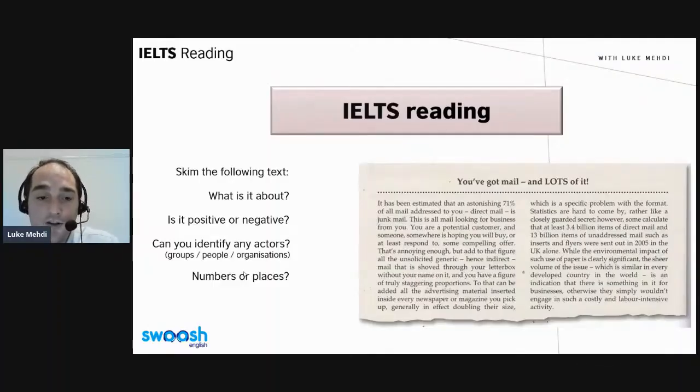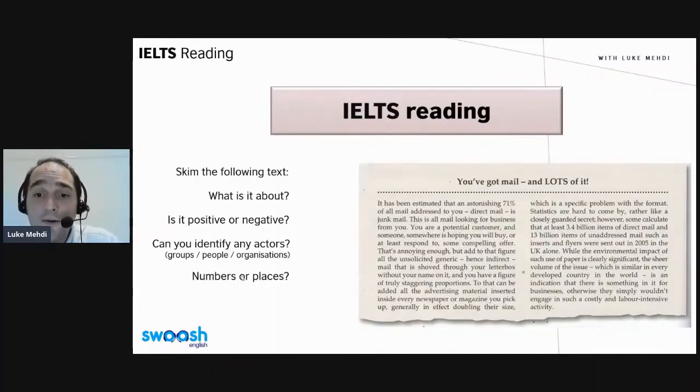So if we skim read this text, we can see it's been estimated an astonishing 70% of mail addressed to you, direct mail, is junk mail. Okay, so this is about junk mail. You're a customer. People are hoping you'll buy something. They're giving you some compelling offer. It says it's annoying. That's annoying. So we've got a negative word here.